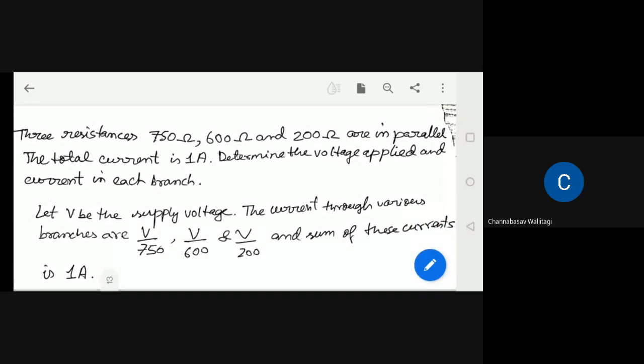So here goes the problem. Let capital V be the supply voltage. The currents through the various branches, I1, I2, I3, applying Ohm's law, are V by 750, V by 600, and V by 200. Is it okay? Are you getting why this is V by 750, V by 600? Yes, ma'am. Okay, good.